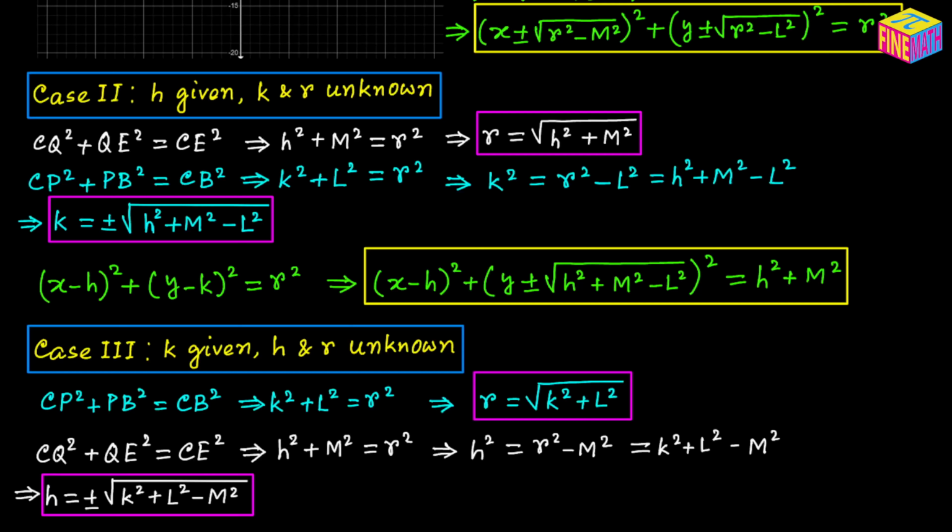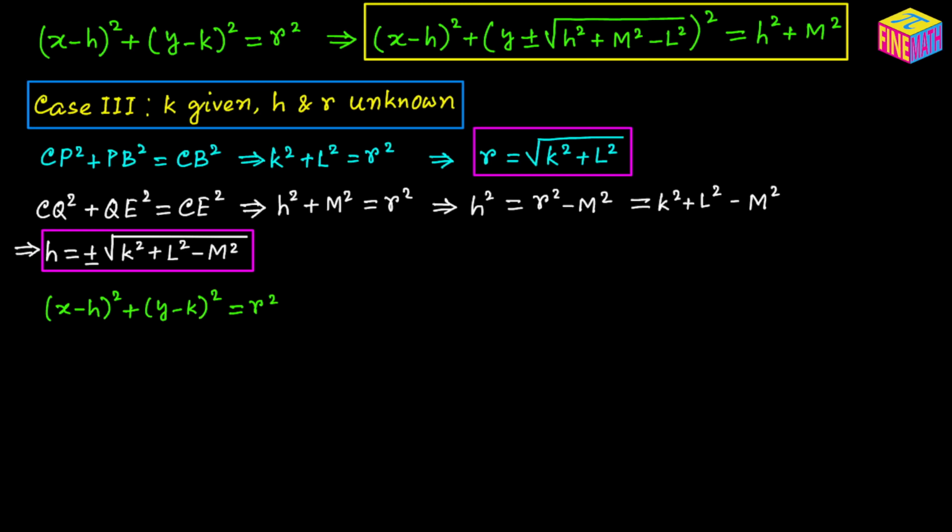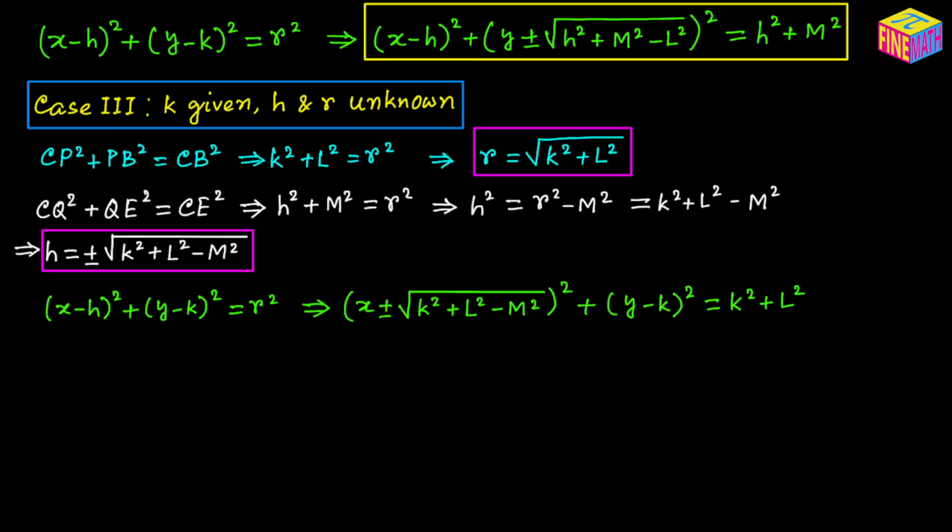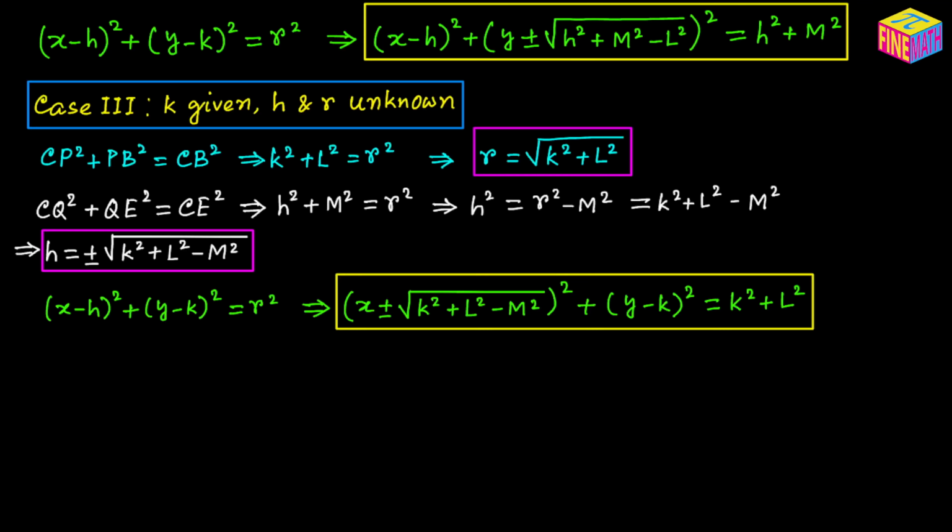Now that we have been able to find out the value of r and h, let's now create the equations. We begin with the fundamental equation of circle, and then we are going to plug in the value of h and r. So then our equation is going to look like this: x plus or minus square root of k squared plus l squared minus m squared, whole squared, plus y minus k, whole squared, is equal to k squared plus l squared. And that is the set of the 2 equations of the 2 possible circles when k has been provided but h and the radius are unknown.